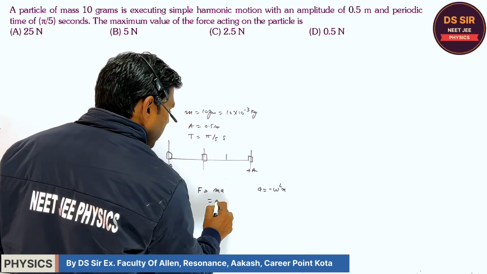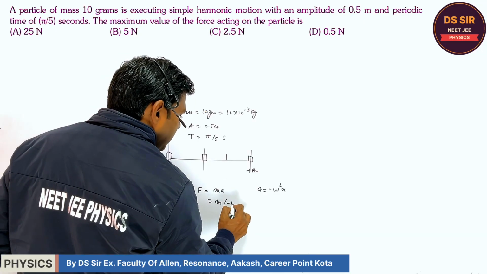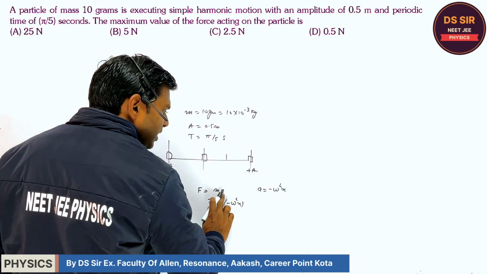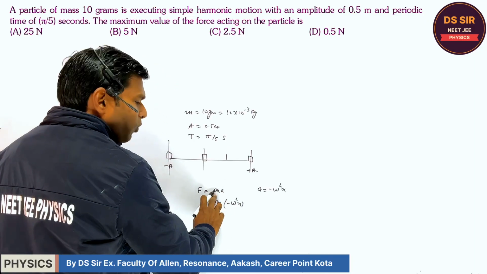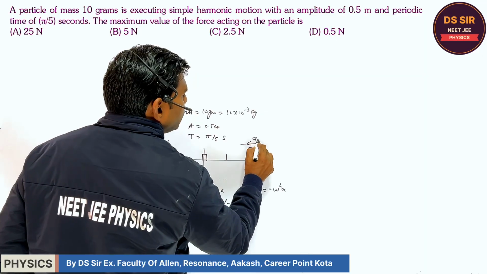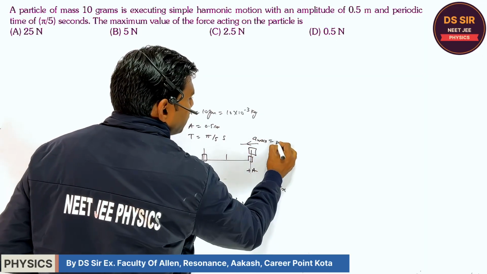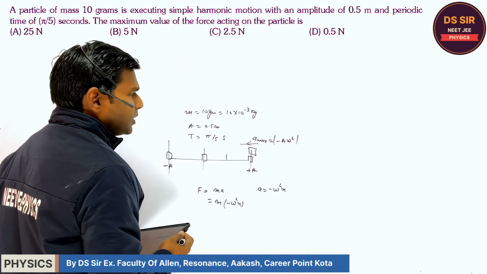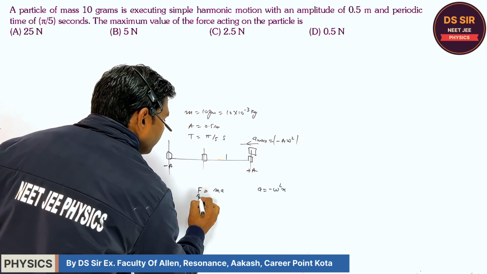Force is minus m into minus omega square x. So when the acceleration is maximum, the force will be maximum. So what will be the maximum acceleration of the particle? The maximum acceleration of the particle is minus a omega square, I am writing the magnitude. Is it clear? So what will be the maximum force?